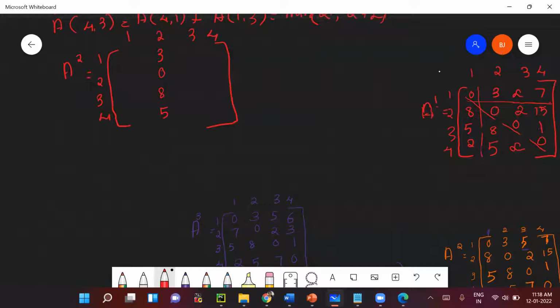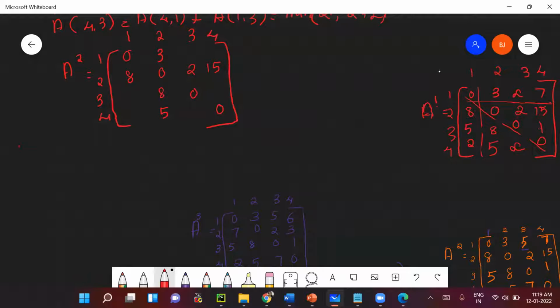So when you are making 2 as an intermediate vertex, name the distance matrix as A2, copy the same values what we have in the second row and second column as such. So you will be copying 8, 0, 2, 15, and also the diagonal values. Diagonal values are 0, right? Now what are the cells which are left out? So we are going to get the value of A of 2, 3.